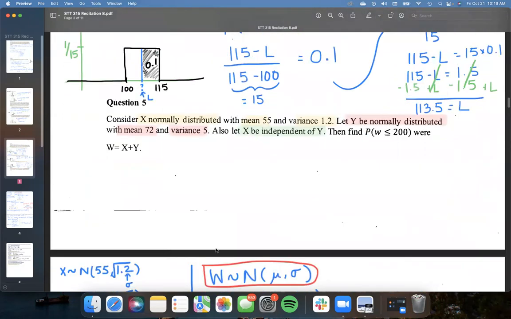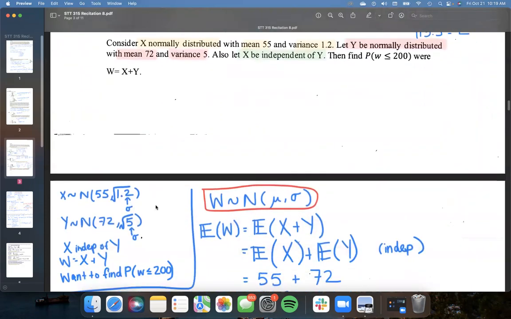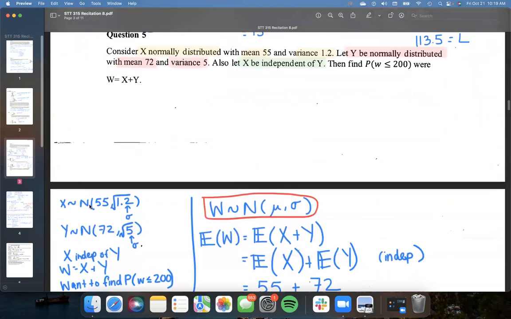So here, I'm going to write this same information that we were given up here. We have X is normally distributed with mean 55, and we were given the variance, so our standard deviation is the square root of 1.2. And Y is normally distributed with mean 72 and standard deviation square root of 5, because we were also given the variance again. So you take the square root of the variance to get the standard deviation. So we get the square root of 5 for the standard deviation of Y.